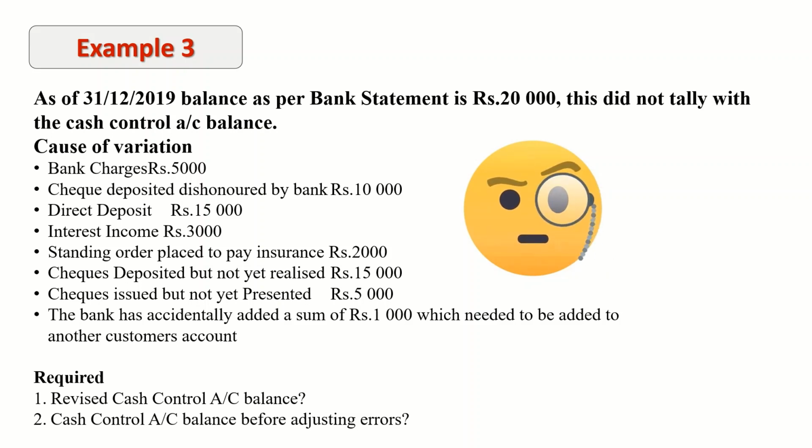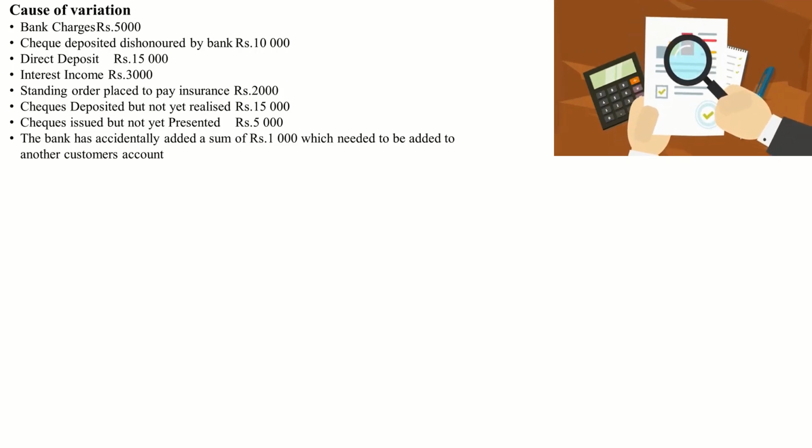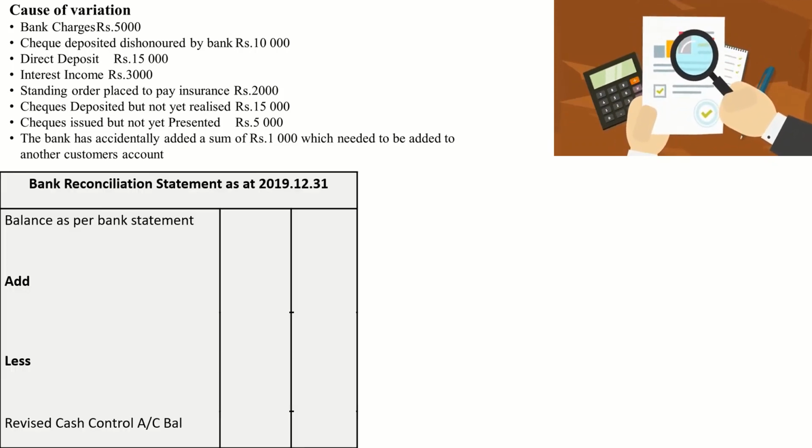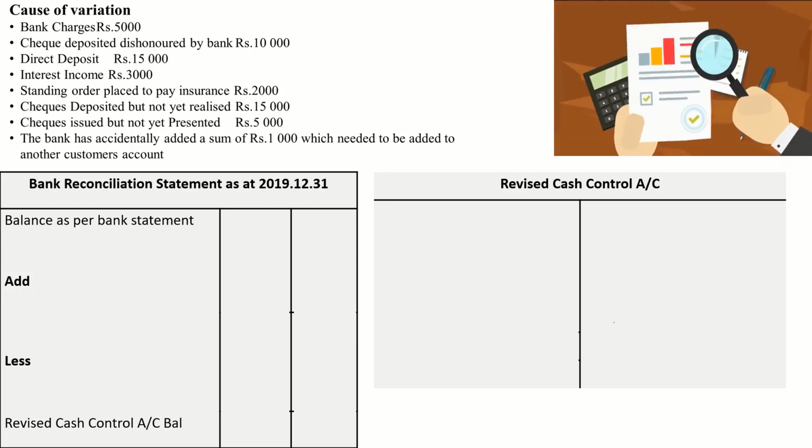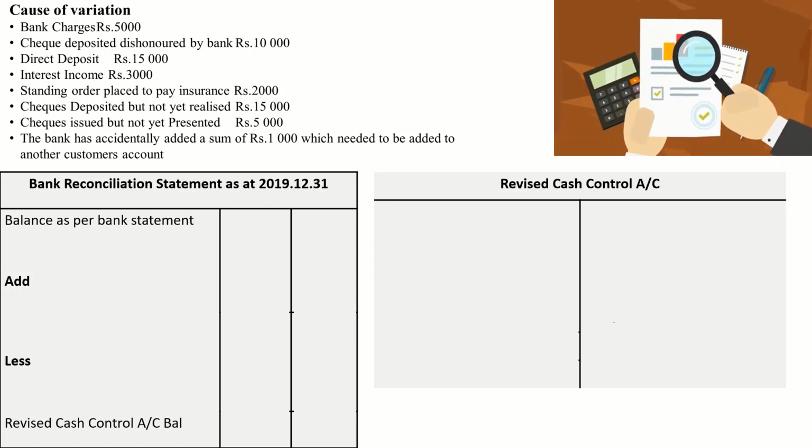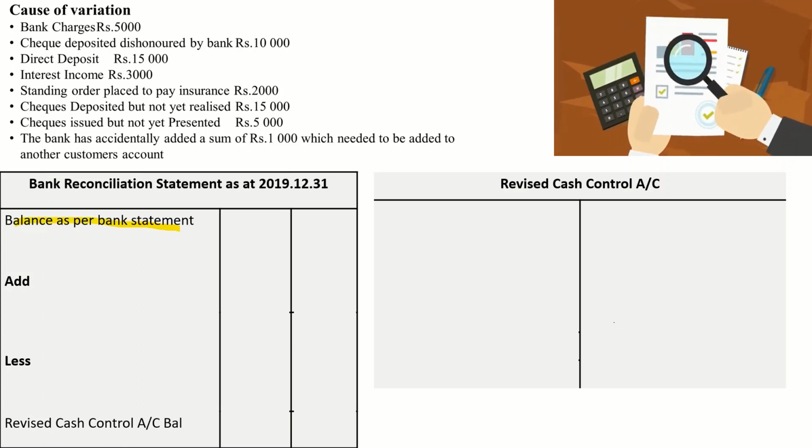So the requirement is revised cash control account balance and the cash control account balance before adjusting errors. So here they have given the balance as per the bank statement instead of the cash control account, and asked for the revised cash control account balance and the balance before adjusting the cash control account. So in this question you need to do everything backwards. First you need to draw the reconciliation statement and the revised cash control account. But here in the top of the reconciliation statement you need to put the bank balance as per the bank statement, and at the below you need to put the revised bank account balance.